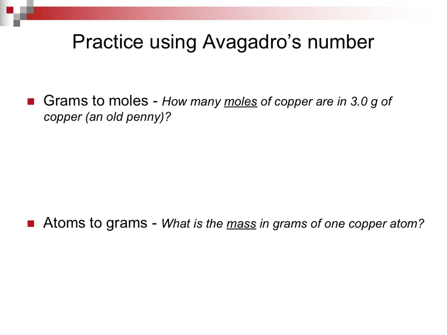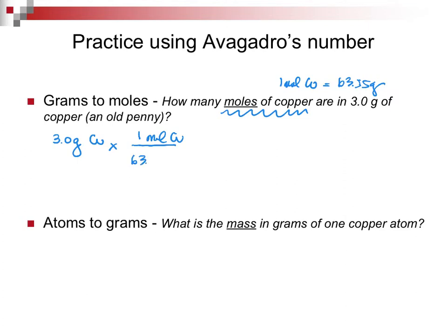So it says, how many moles of copper are in 3 grams of copper, which is an old penny? What conversion factor do I need? I need to know that 1 mole of copper has a mass of 63.55 grams. As long as I know that, I'm going to use dimensional analysis from chapter 1. 3.00 grams of copper, and I will say 1 mole of copper weighs 63.55 grams of copper.